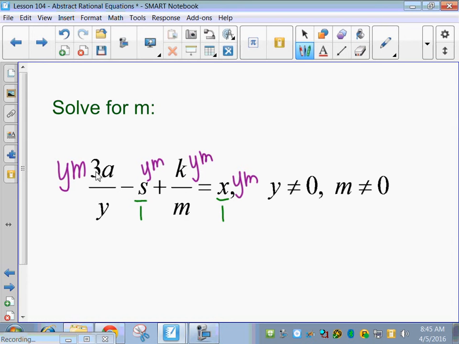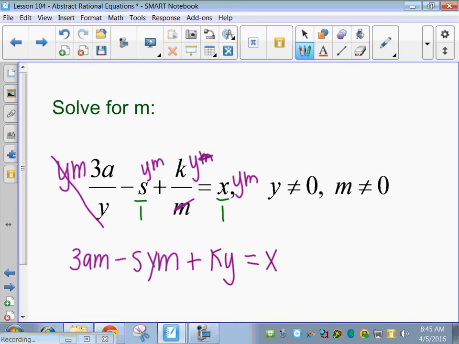All right, in this first fraction, what's going to cancel, you guys? The y's. And we want the 3 in front, but those do all multiply together, so I'm going to do 3am. Okay, the next term, nothing cancels because we have a 1 in the bottom, so we get minus sym. And the next term over, what's going to cancel? The m's are going to cancel. So plus ky. And on the right-hand side, we get xym.